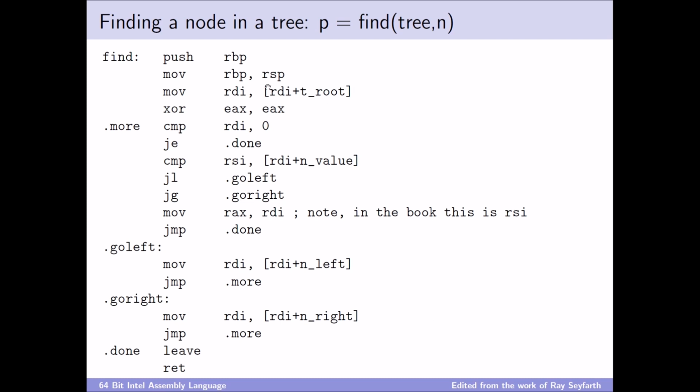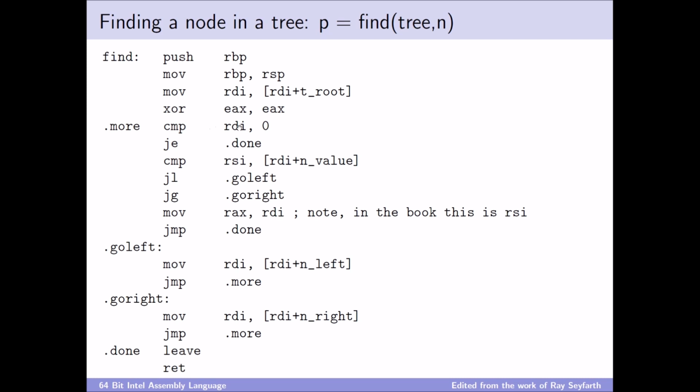We're then going to move the root value, or the root member variable in some sense, from the tree structure into RDI. So now RDI will actually contain the pointer to the root. So we've deferred from working with the tree to now working specifically with the root node of the tree. Then we're going to zero out RAX. The reason we're zeroing out RAX is that I want to use RAX as my return value, and I want it to have a default value of 0. Specifically, if I fail to find a node in my tree, I want to return a null pointer. So I achieve this by having EAX, or RAX in our case, have the value of 0 to indicate that it was not found.